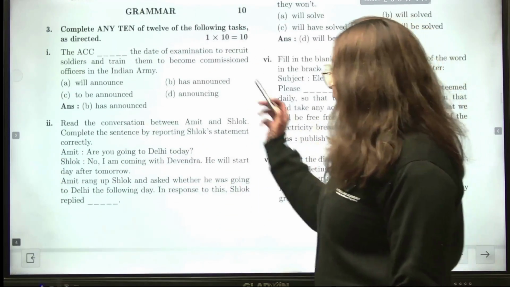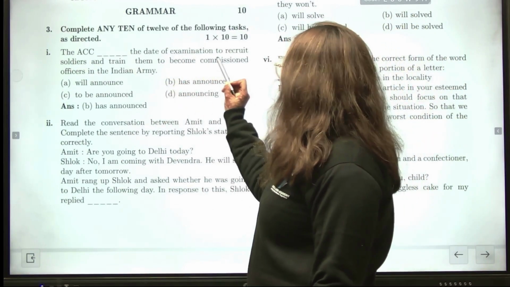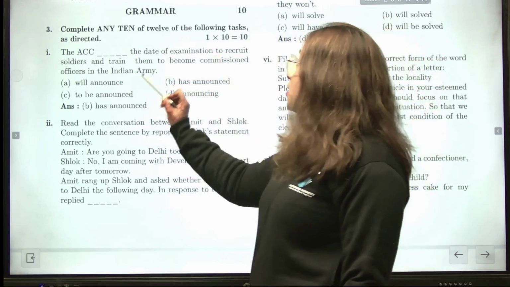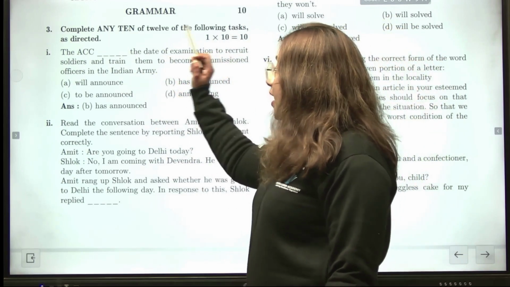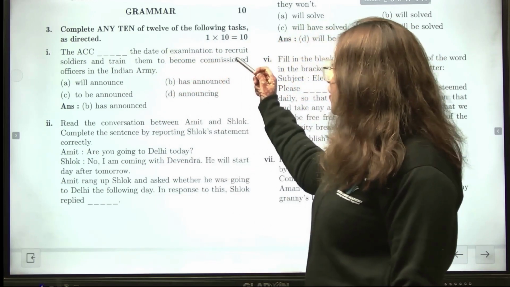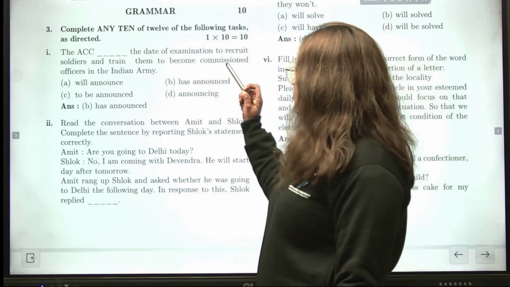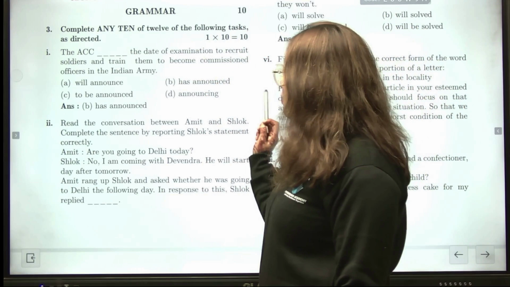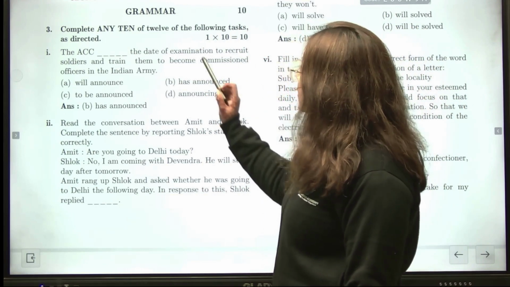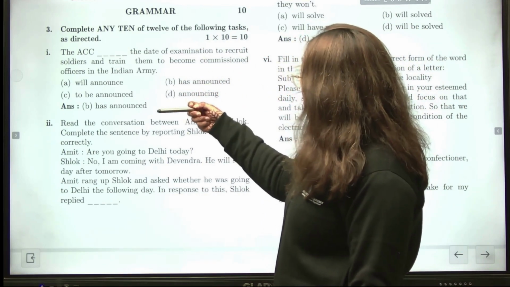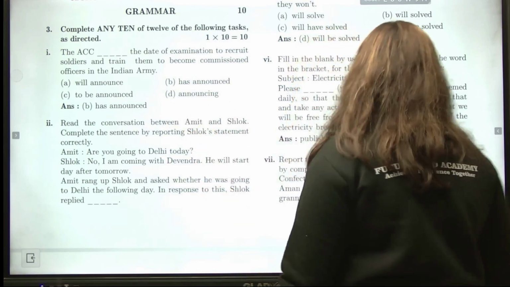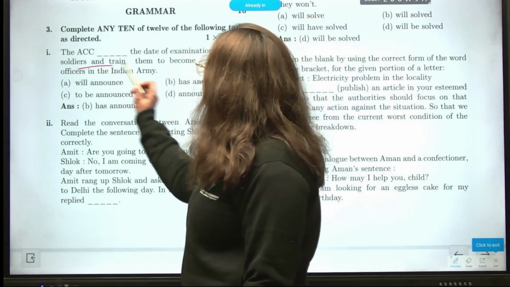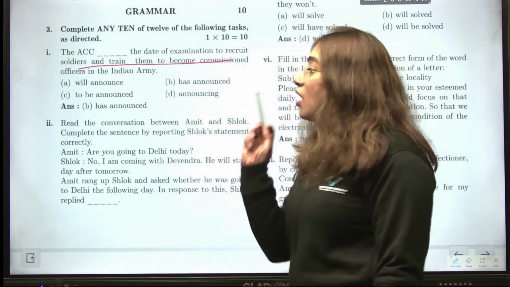Clear? The ACC dash the date of examination to recruit soldiers and train them to become commissioned officers in the Indian Army. So ACC will announce the date of examination, or has announced, or to be announced, or announcing. To be announced cannot be, announcing also cannot be. The ACC will announce the date of examination. No, the ACC has announced the date of examination to recruit soldiers and train them to become commissioned officers in the Indian Army.